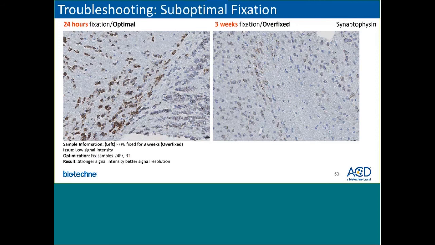When looking at tissue fixation, again, to the left is our optimal condition for fixation with 24 hours, compared to the right panel, which is FFPE tissue that had been fixed for 3 weeks. So as you can compare with the staining, the signal is much lower in the overfixed sample. And so to optimize this, we would suggest to try and fix these samples within our recommendations.